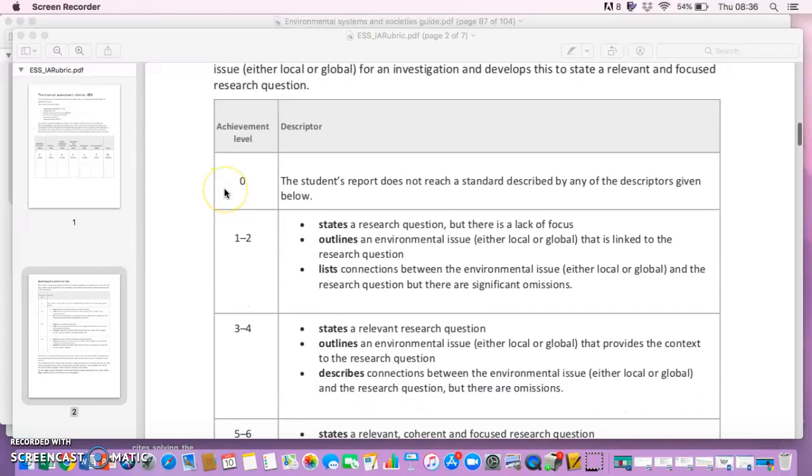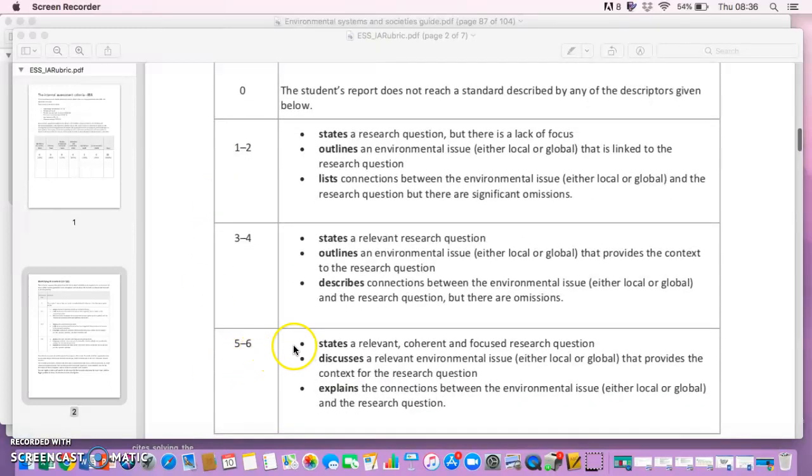Okay, so it's not out of 7, but it's out of 6 points for this section. It says states a relevant, coherent, and focused research question. So for the first activity, we'll all be researching the same thing. It'll just be up to you to word it as a well worded and constructed question in order to put it into your report.